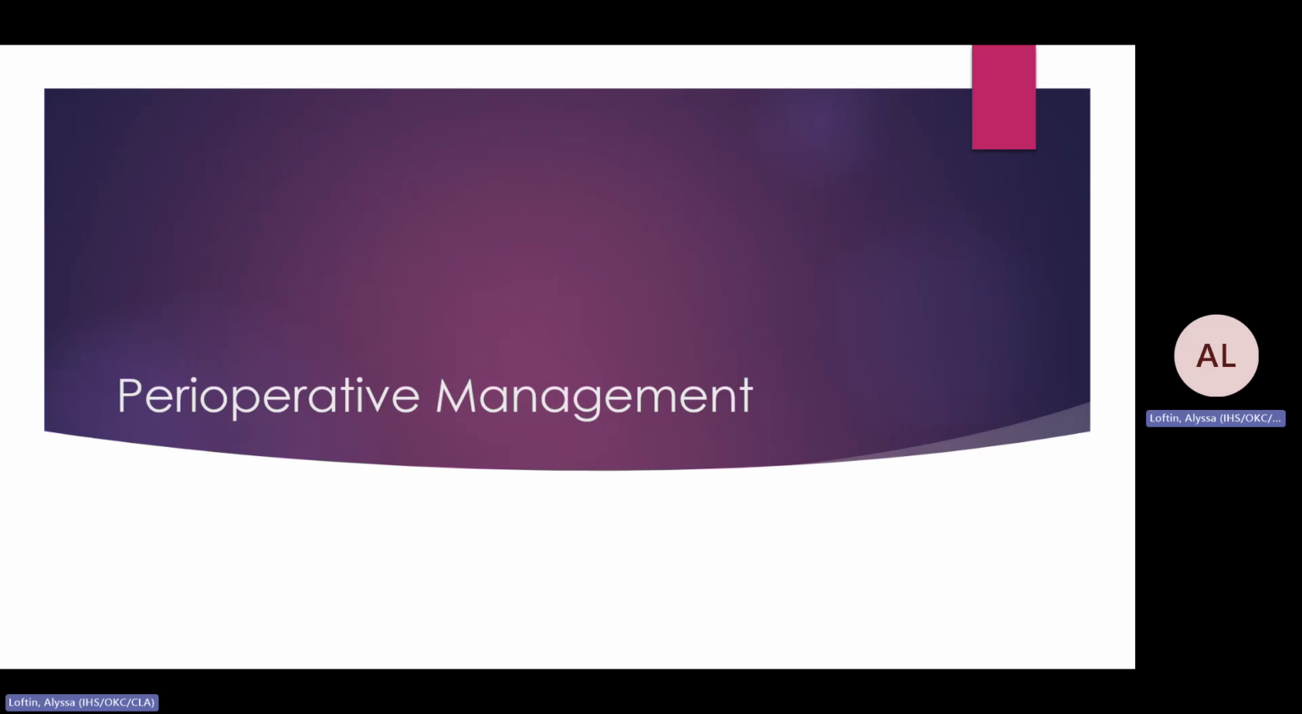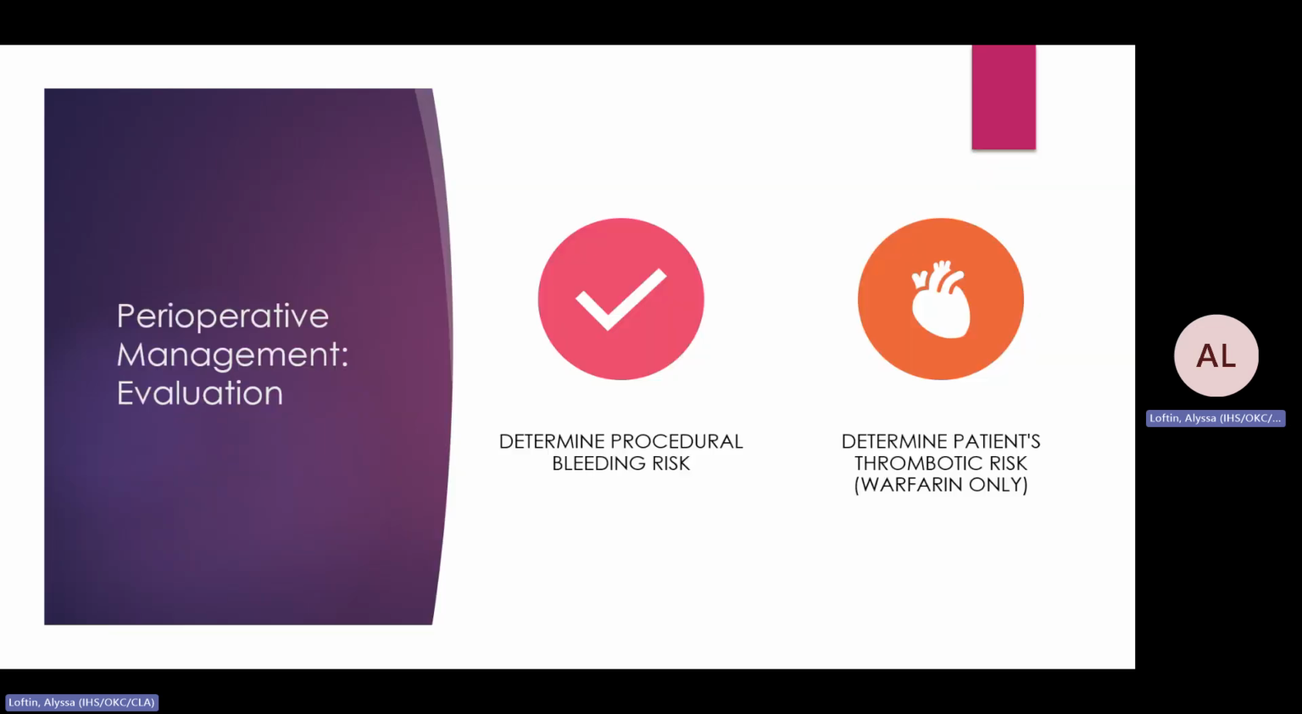All right, so now that we've gone through the drugs, I'm going to talk about the management of anticoagulants, starting with perioperative management. So for evaluating perioperative management for patients that are on anticoagulants, we first need to determine the procedural bleeding risk. And then for warfarin patients, we also have to look at that patient's thrombotic risk.